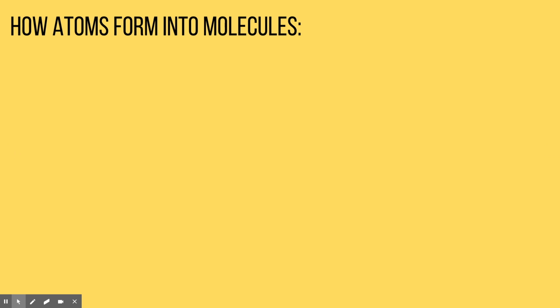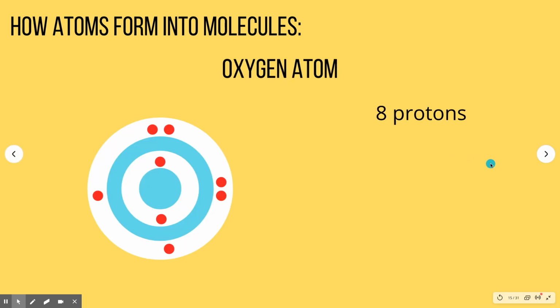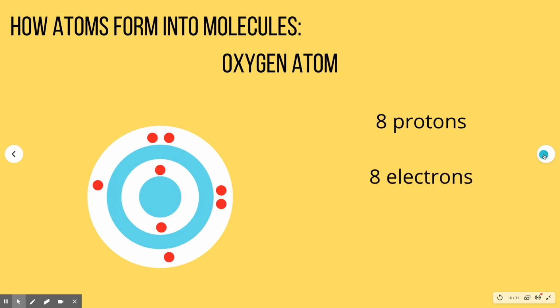So how do these atoms form into molecules? First, let's start with an oxygen atom. We know that oxygen has 8 protons because on the periodic table of elements, oxygen's atomic number is 8. We also know that it has 8 electrons, because the number of protons equals the number of electrons.